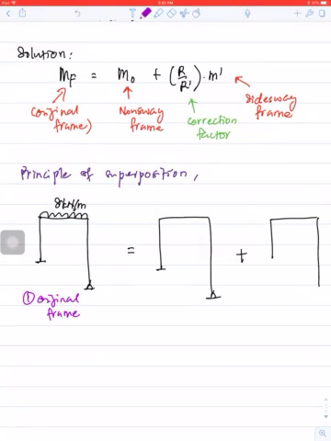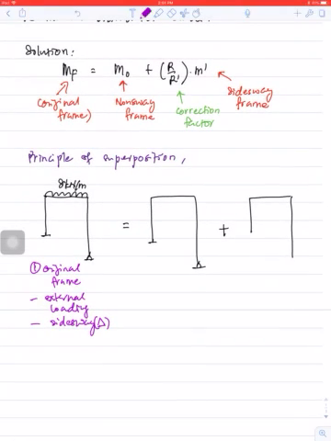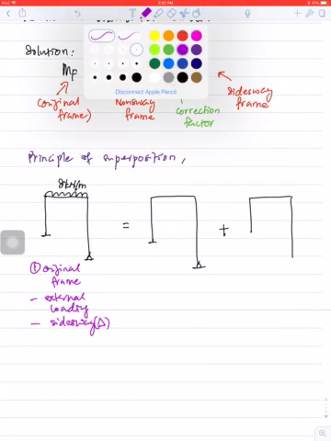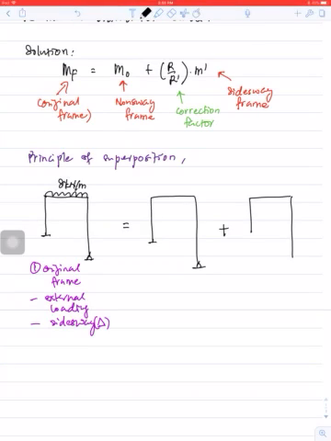The original frame has external loading. It also has side sway, in this case delta. So to analyze this frame based on the principle of superposition, we have to equate it with two diagrams subjected to different types of loading. Number one is external loading, number two is side sway.